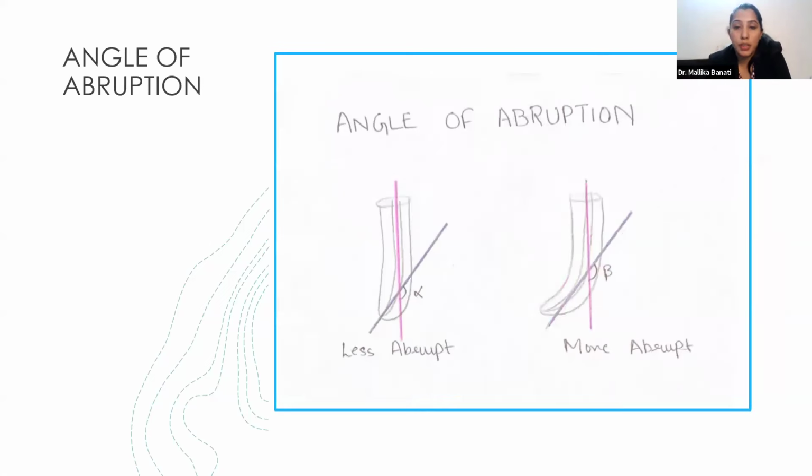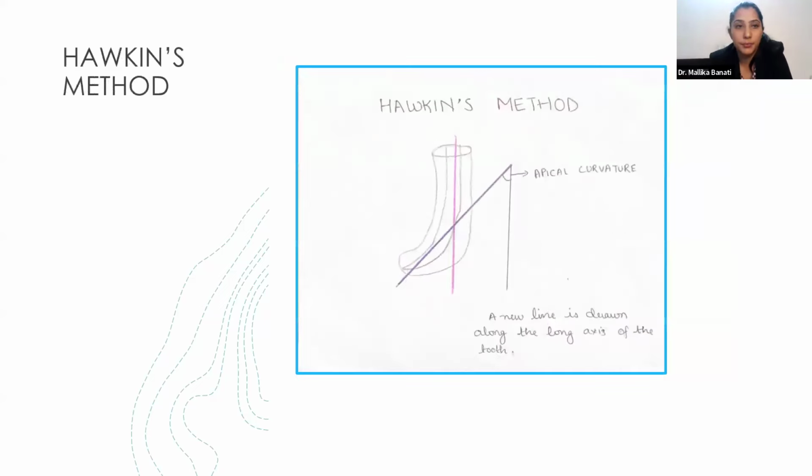There was also an angle of abruption. Bliss did a lot of study on the angle of abruption. It was measured by a similar method, but this was for anterior teeth, so for a single canal. A straight line from the orifice was passed and one from the apical end was passed, and the angle was measured. Again, if it was 5 or less, it was mild. 5 to 20 was a moderate curve, and more than 20 was a severe curvature.